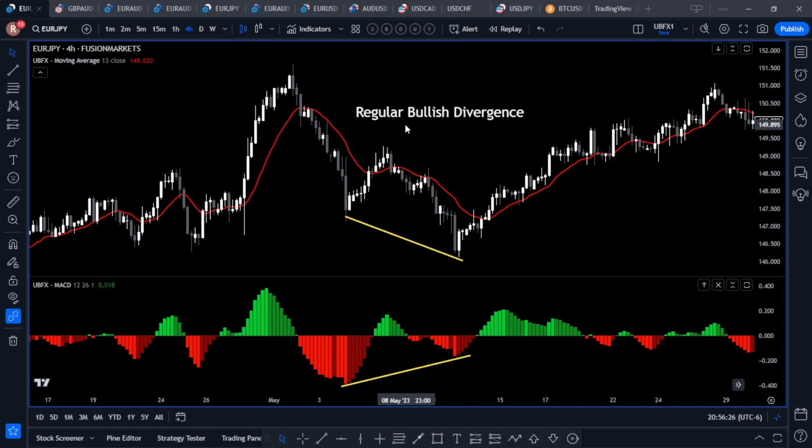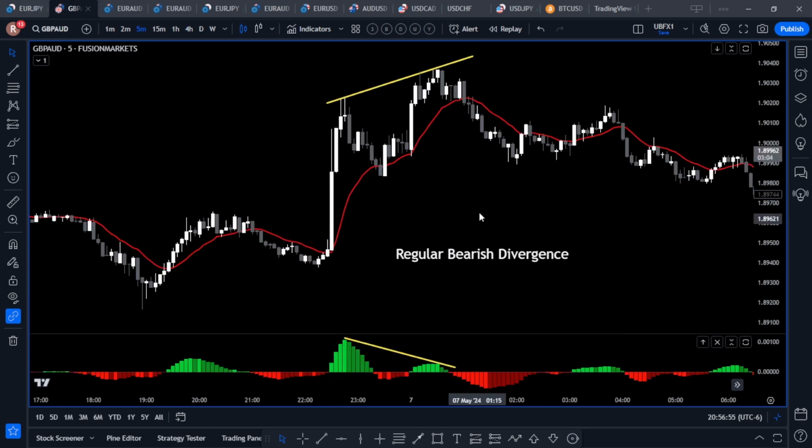So we've got this regular bullish divergence. Now the term bullish when it comes into divergence means because of the divergence, what direction is the market going to go? We've got a downward moving market, and the bullish divergence means the market is likely to go up and become bullish. All right, so the next one is regular bearish divergence.